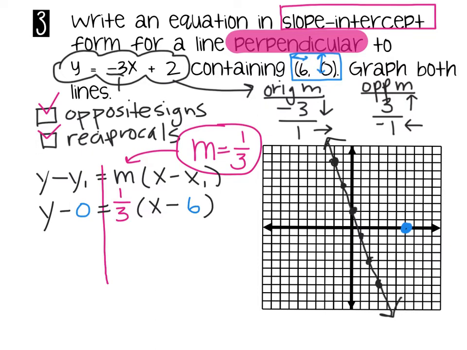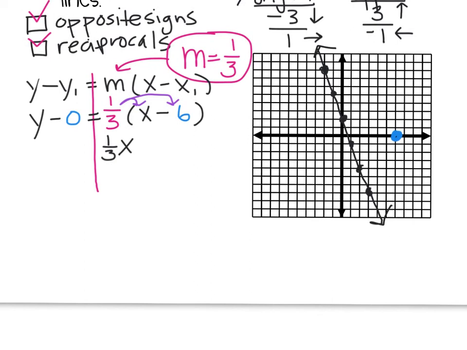I have to distribute first, so I have to take my 1/3, multiply it times x, multiply it times -6. 1/3 times x is pretty easy, 1/3 x. If you are looking for help multiplying fractions, let's move up here, and we'll do 1/3 times -6/1. Remember to double check.